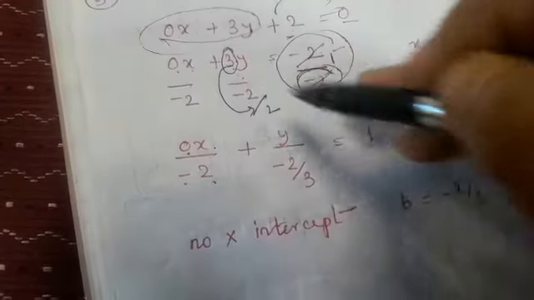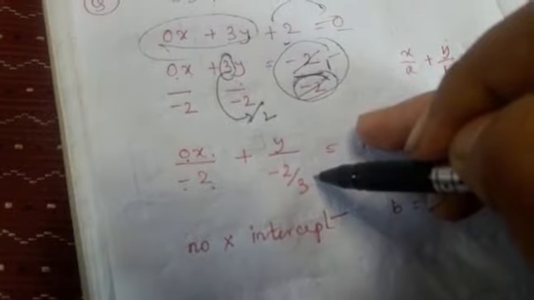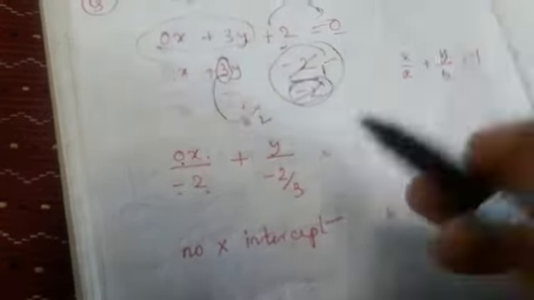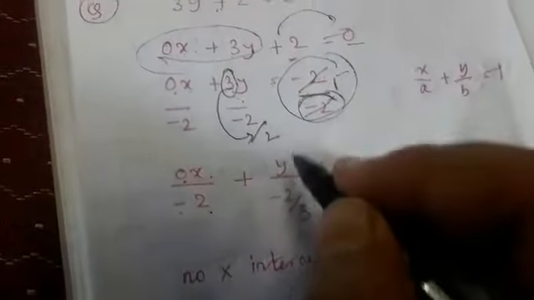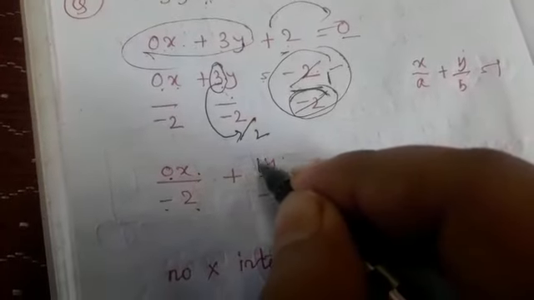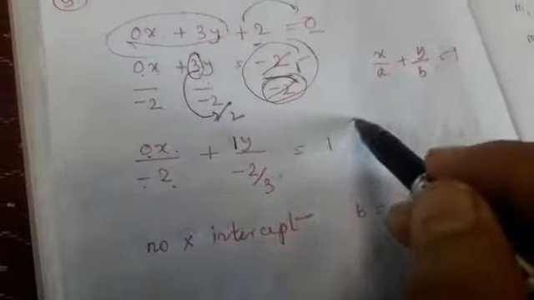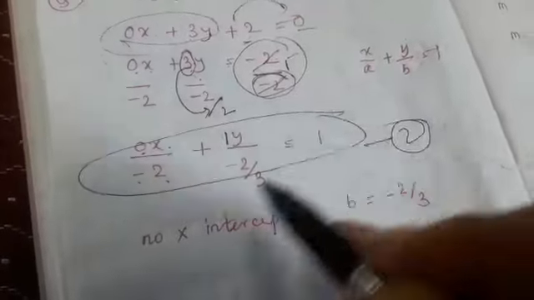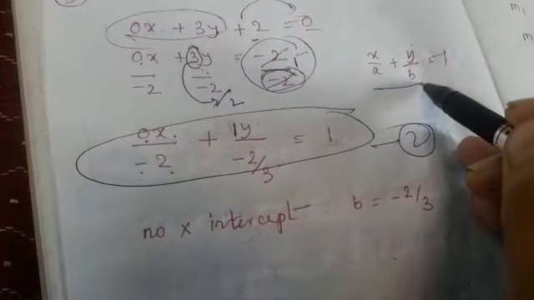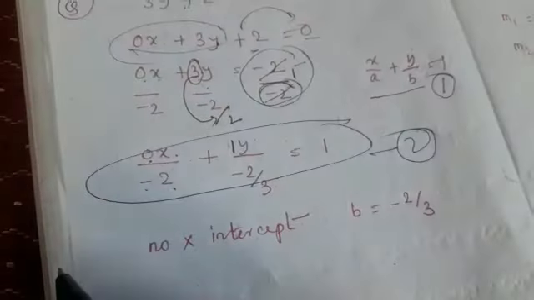So this can be represented as this, because it has not changed the meaning. So y by -2 by 3. Why are you writing like this? Same, because we need the coefficient of y as 1. So now this is our equation 2. Name it. This is the general equation in intercept form. If you name it equation 1.